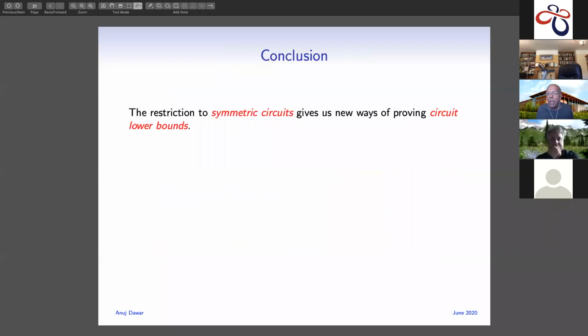So let me jump ahead to the conclusion slide. I wanted to show you that the restriction to symmetric circuits gives us essentially new ways of proving circuit lower bounds, and they're potentially interesting in several different ways.